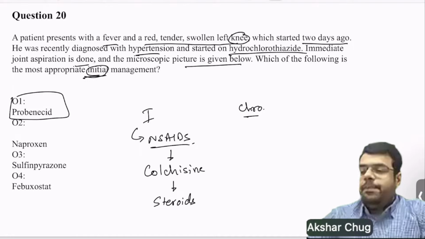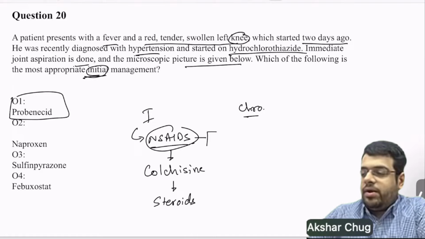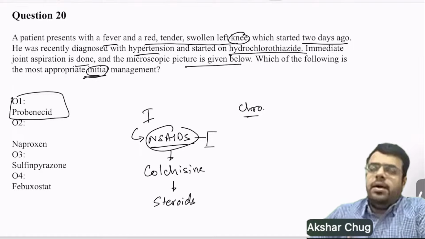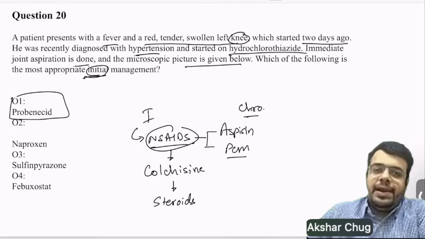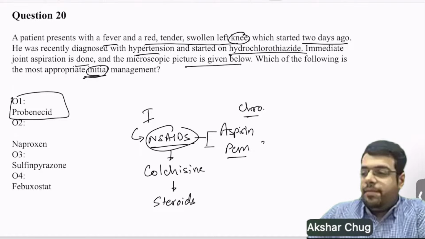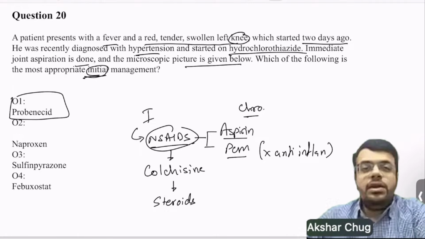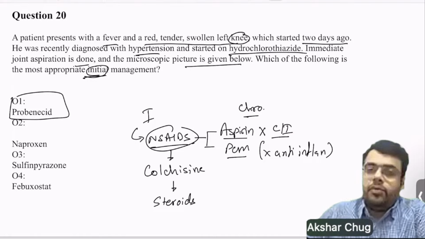Also, an important point I want to discuss here is that two NSAIDs are contraindicated in gout, or rather not used in gout. The first is aspirin and the second is paracetamol. Paracetamol lacks the anti-inflammatory property, so that is the reason it is not used in acute gout, where we want to suppress the inflammation. And aspirin itself causes a rise in uric acid levels, so aspirin is also contraindicated in acute gout.